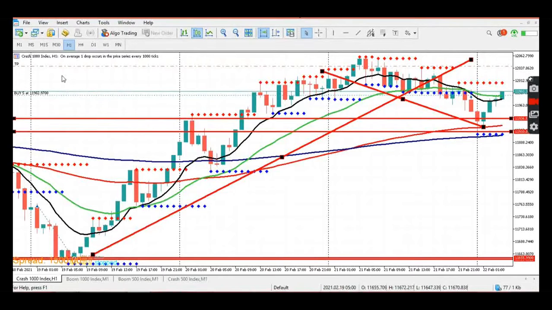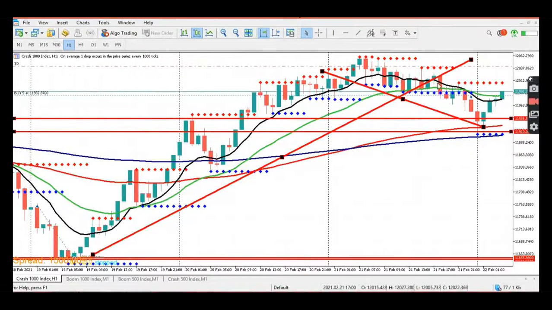This is my TP, because this is Crash 1000. If it is Crash 1000 or Boom 1000, you will target 60 candles. If it is Crash 500 or Boom 500, you target 30 candles. And there are some instances in which if you are trading Boom 500, you can target 60 candles as well. But that one is for advanced traders, for people that know how to trade very well. So that's what you should understand.